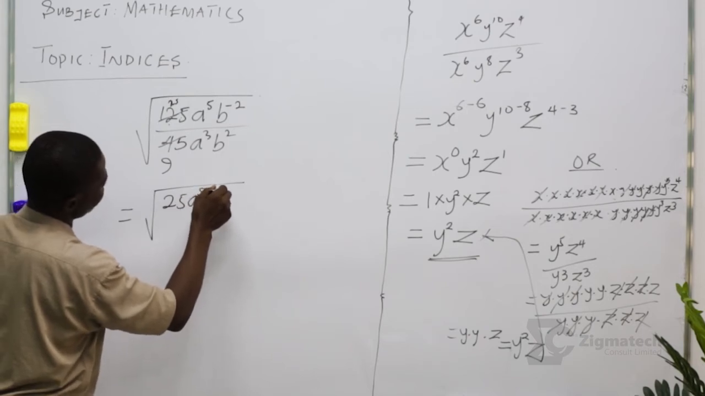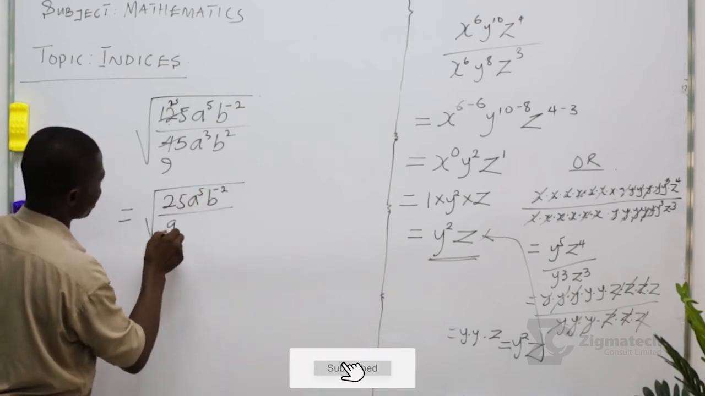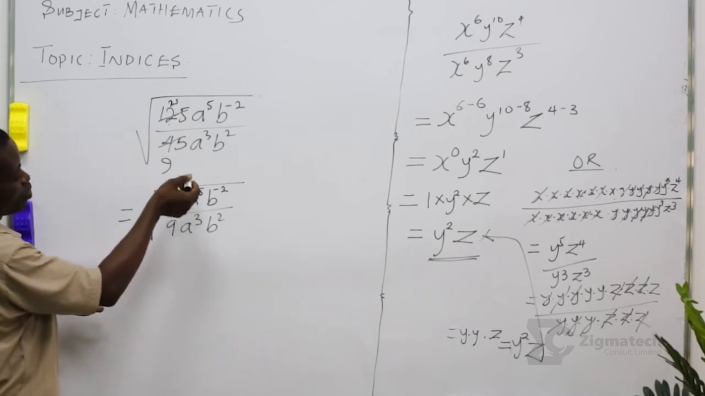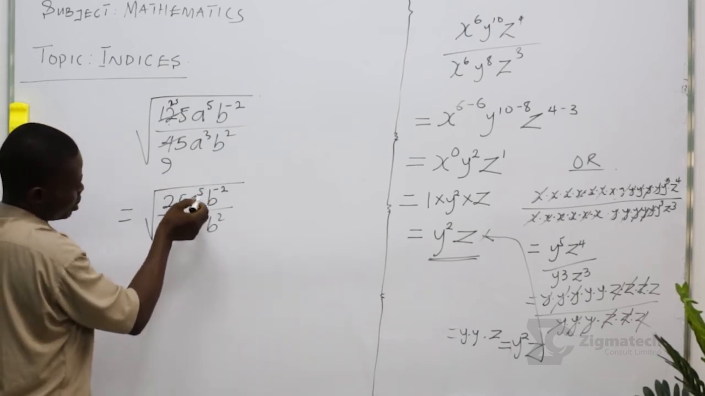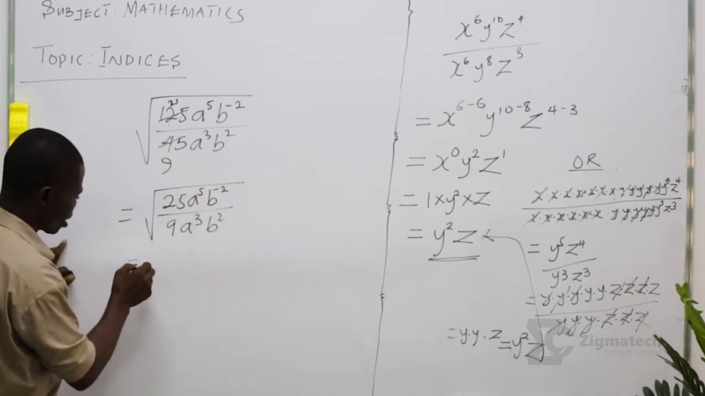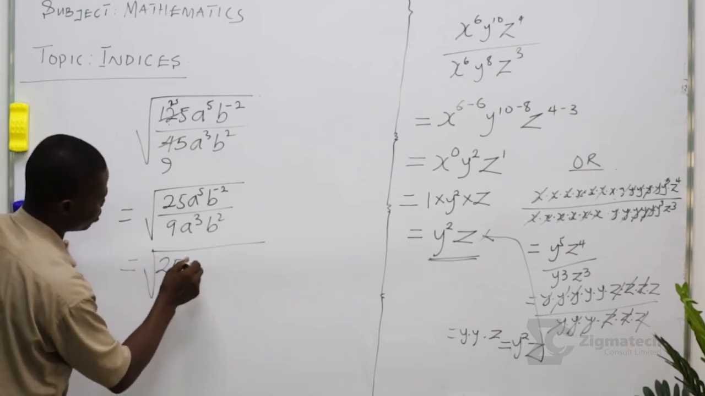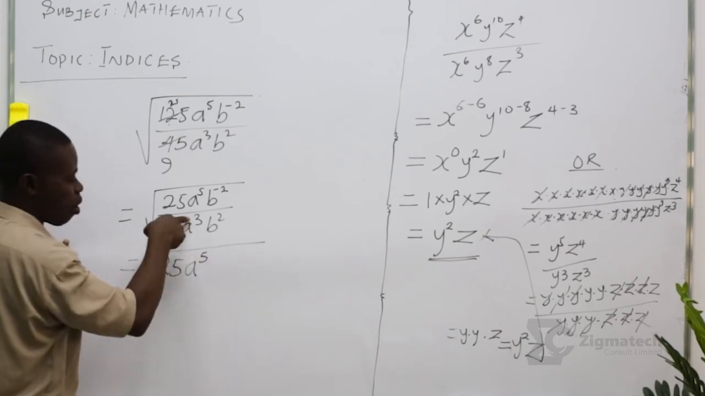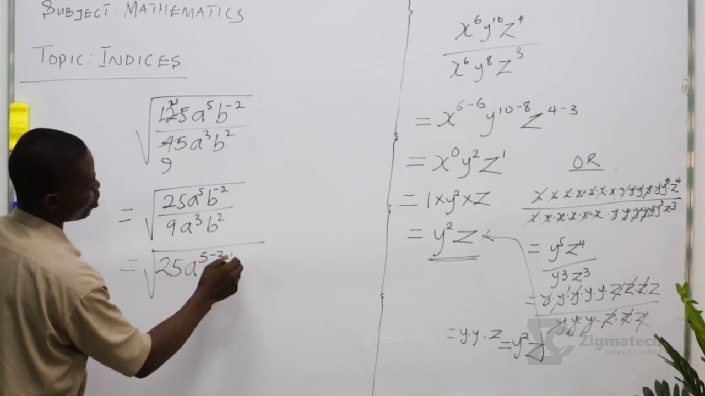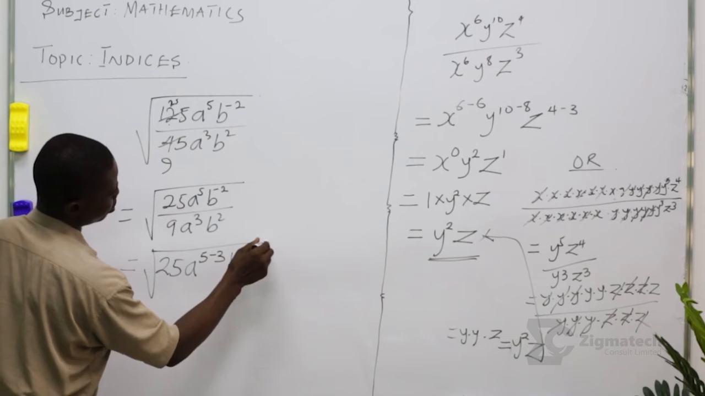25a^5 b^-2 all over 9a^3 b^2. You can also deal with the alphabet. This a to the power 5, this b raised to the power minus 2. Make your work easier for you by saying 25 into this. Recall, division means what? Minus. b raised to the power minus 2, this coming up minus 2, okay?